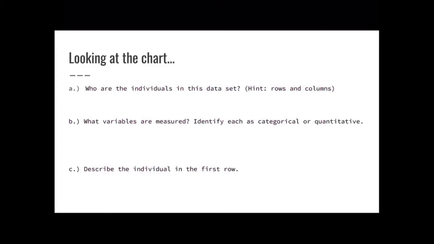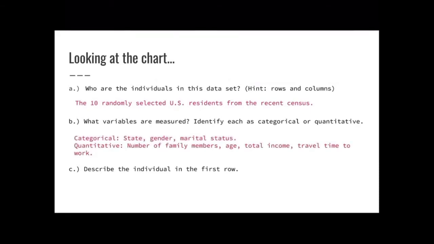So looking at this chart, who are the individuals in this data set? What's going on in our rows and columns? All right, so we have our 10 randomly selected U.S. residents. What variables are being measured? So in these variables, which ones are categorical and which ones are quantitative? So our categorical are state, gender, and marital status. Remember, those were all words. Quantitative, we have the number of family members, age, total income, and travel time to work. Those were all numbers. Those could be measured.